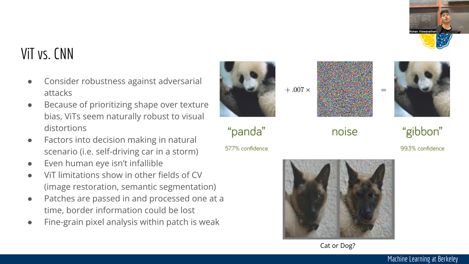But because they prioritize shape over textural bias, vision transformers seem naturally robust to visual distortions. For example, we have a little panda here. We introduce some noise, and now our classifier is really confident that this is a gibbon, even though we can very clearly see it's a panda. By introducing targeted noise into an image, we can change the entire classification.